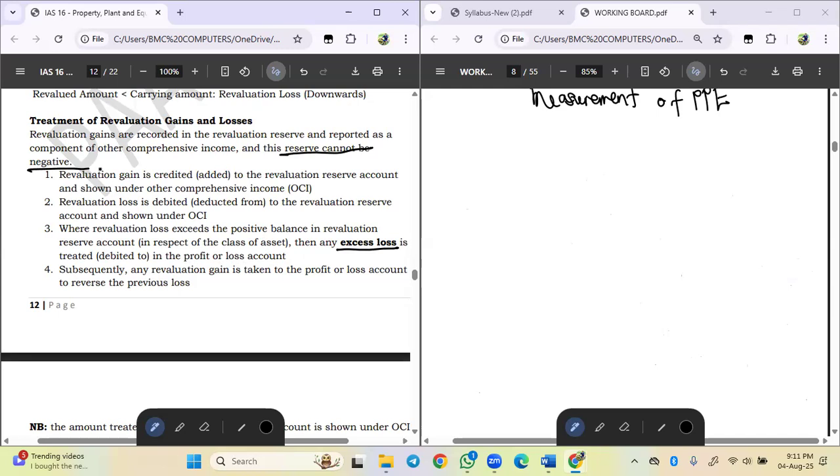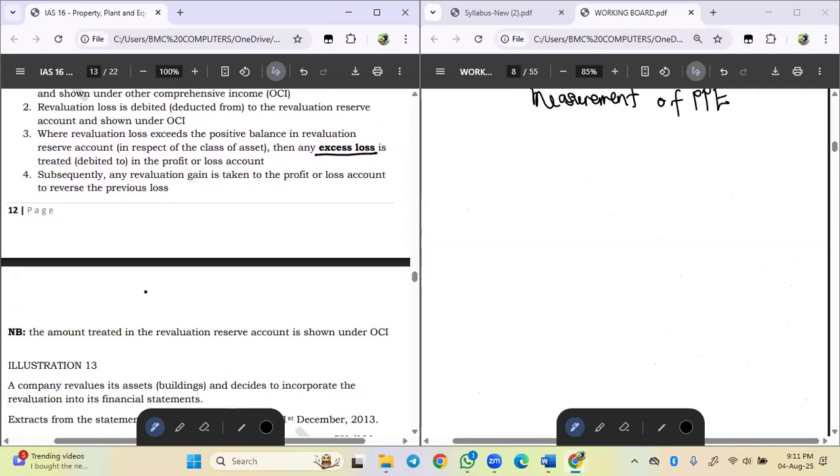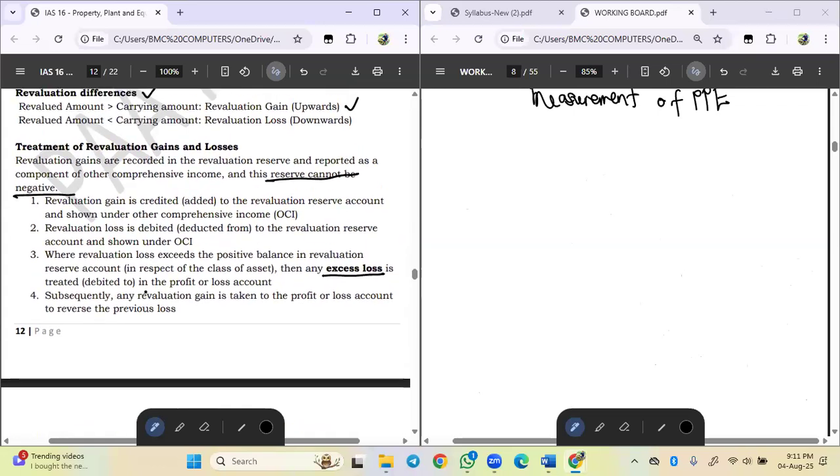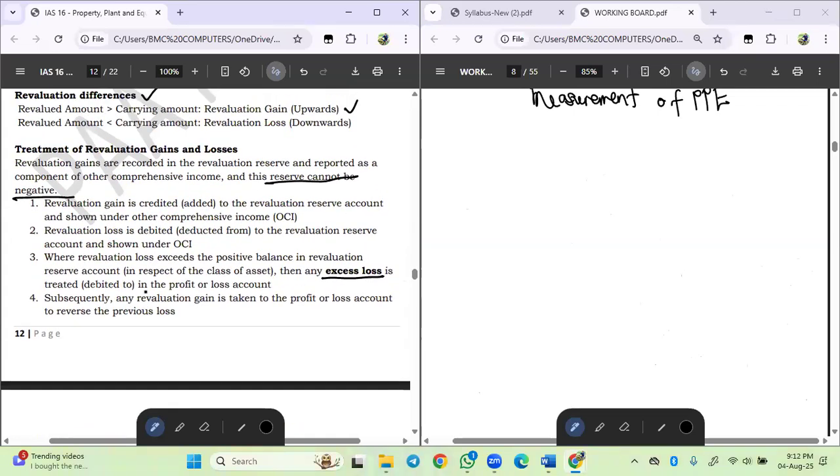Debiting P&L means you are adding it to what? Your expenses. Now, subsequently, any revaluation gain is taken to the profit and loss account to reverse the previous loss. Note, the amount treated in the revaluation reserves account is shown under OCI. So let me do some explanation here. I know the steps here, the treatment is maybe doing some one or two things. So let me do it here. So in 2017, you have 3 years.